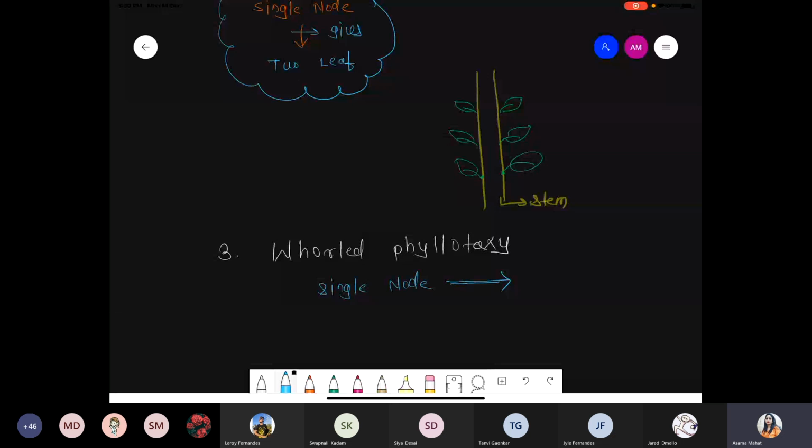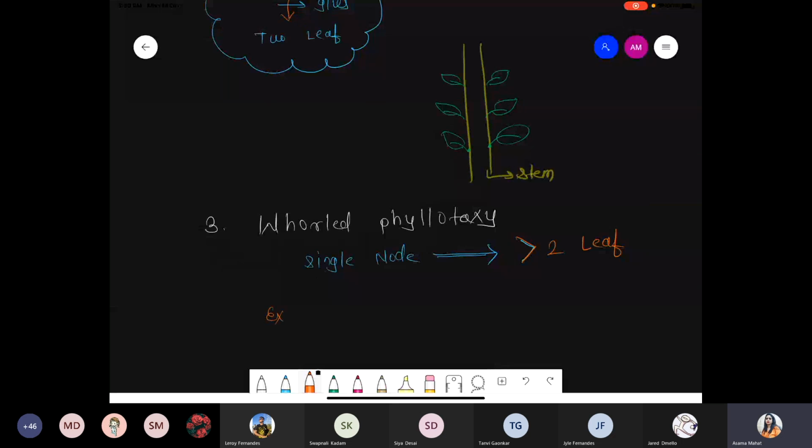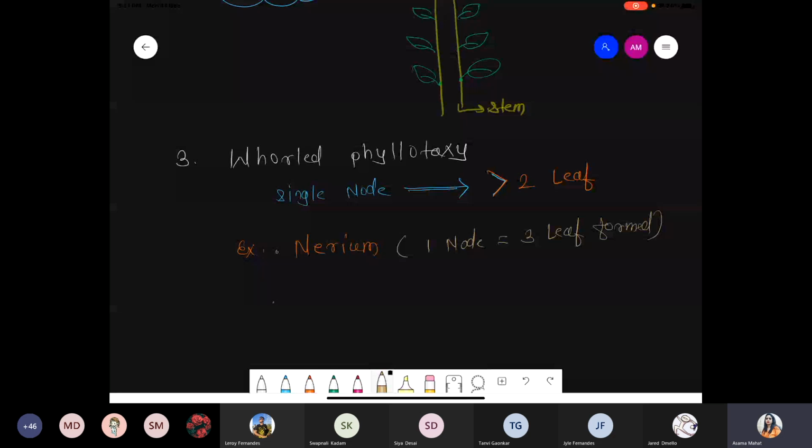Such a condition is present in the case of Nerium, and in Nerium, a single node can form a total of 3 leaves. Nerium, you can see the image on Google. And another example, Alstonia. In the case of Alstonia, one node gives rise to more than 3 leaves.